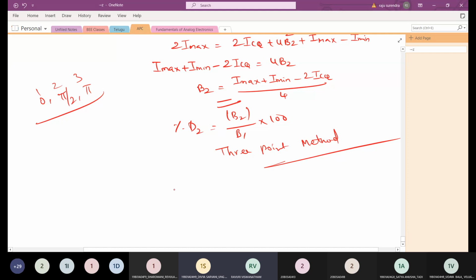Okay. Next, how to calculate power? Power output due to distortion. Is there any change in the output because of distortion? There is a change. Whenever we are talking about distortion, obviously there is a change. So we can write PAC is equal to. Now tell me.